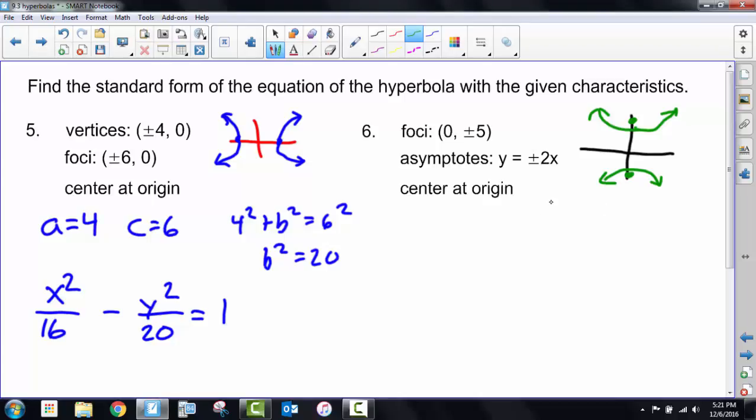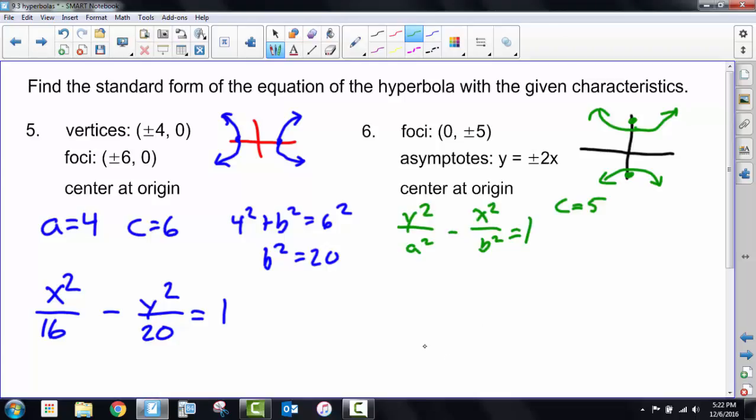Also, knowing that the foci are 0 plus or minus 5 tells me that the c value is 5. They gave us the center being at the origin. Now the asymptotes being plus or minus 2 is a little bit interesting on this one. We're going to have to figure out, is this an a over b or a b over a situation? I know it's going to be x squared or y squared, and in this case, we know it's going to be y squared over a squared minus x squared over b squared equals 1.